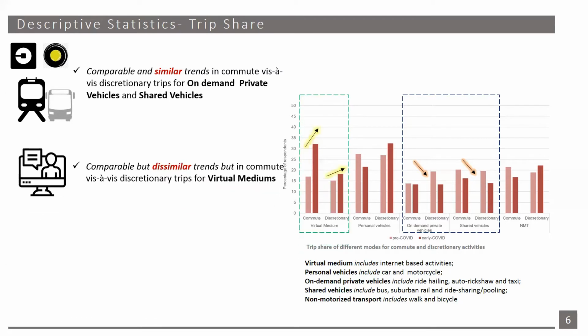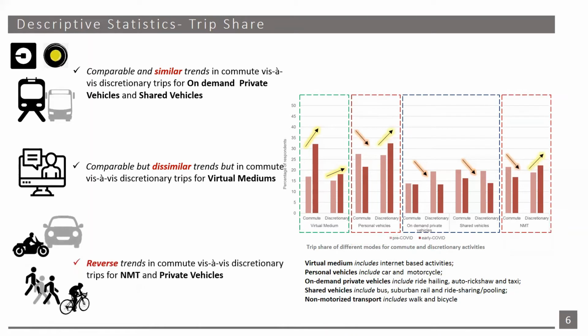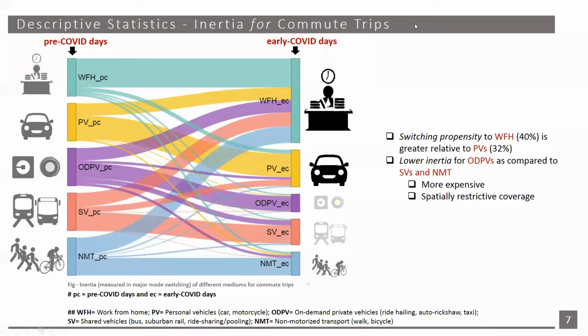Whereas for virtual mediums, use has gone up, because there you are actually not coming in contact with unknown people, so you have very little risk associated with that. But the trend is slightly different for commute and discretionary. At the same time, we observe reverse trends for NMTs and private vehicles when we compare commute and discretionary trips. The second type of descriptive analysis that we did is related to inertia.